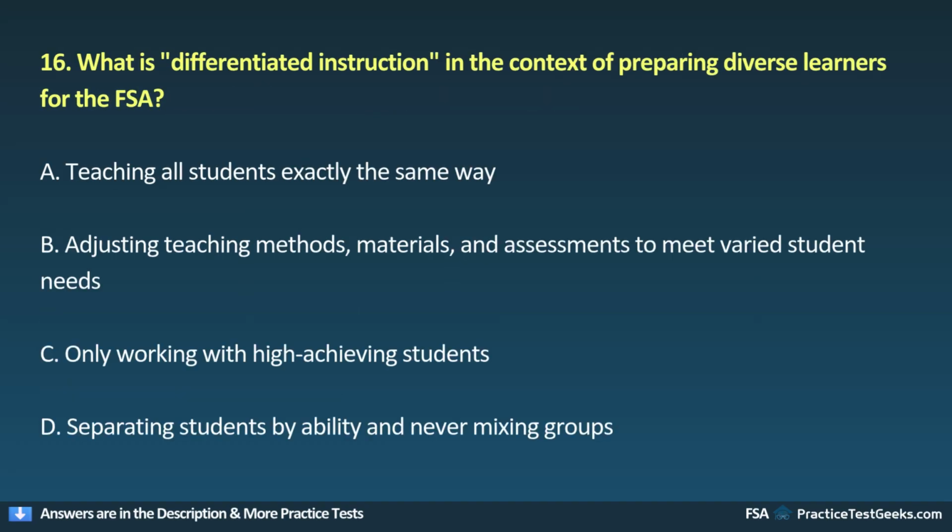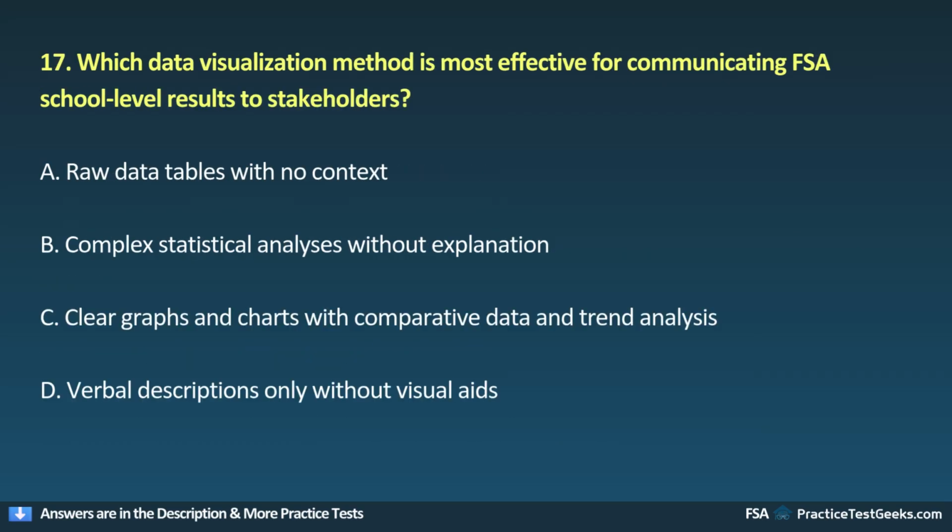16. What is differentiated instruction in the context of preparing diverse learners for the FSA? A. Teaching all students exactly the same way. B. Adjusting teaching methods, materials, and assessments to meet varied student needs. C. Only working with high-achieving students. D. Separating students by ability and never mixing groups.